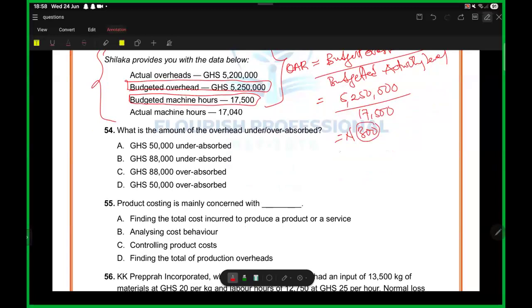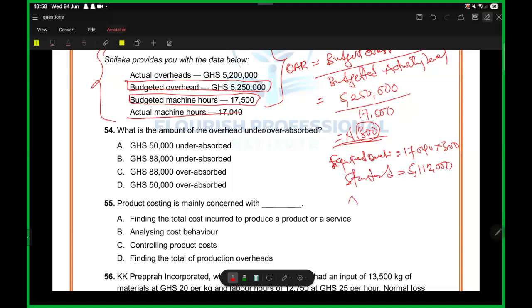Now, having this, let's find our expected overhead. What will become your expected overhead? We are going to multiply this overhead absorption rate by the actual machine hours. Actual machine hours is 17,040 times the 300. What do we get? It should be 5,112,000. So this one will become like our standard, whatever we predetermined.